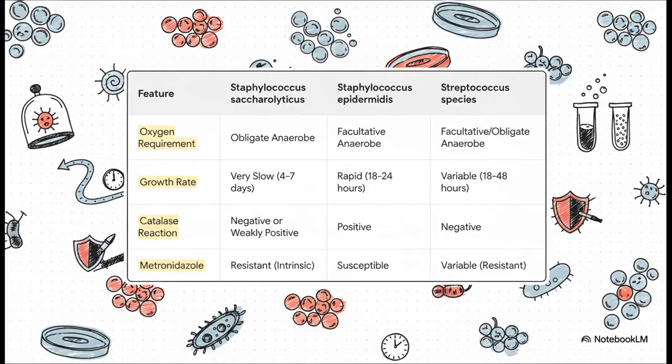This table just lays out the confusion so perfectly. You can see Staphylococcus saccharolyticus shares its morphology with a typical Staphylococcus epidermidis, but its oxygen needs and its catalase reaction, well, those look a lot more like some streptococci. And hey, pay attention to that intrinsic resistance to metronidazole. We're definitely going to circle back to that, because it's another huge clue that sets it apart. It's just a brilliant illustration of why it's such a master of disguise.